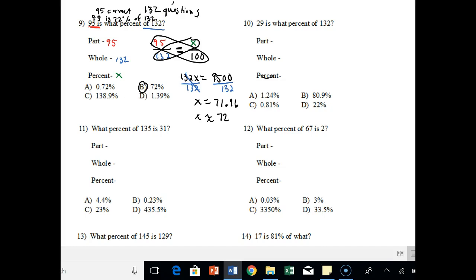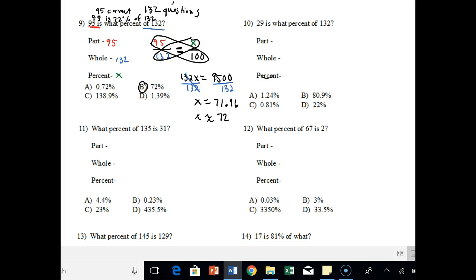And if you really think about it deeply, half of 132 is 66. 95 is greater than 66, meaning that 95 should be bigger than 50%. And so 72% kind of makes sense, right?